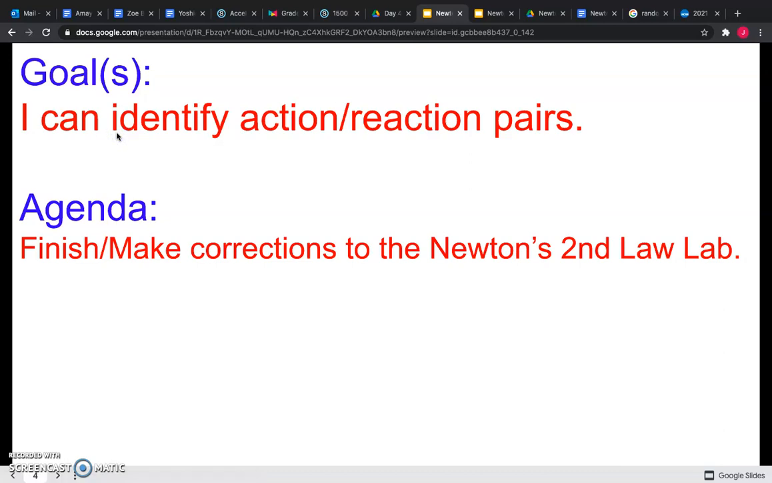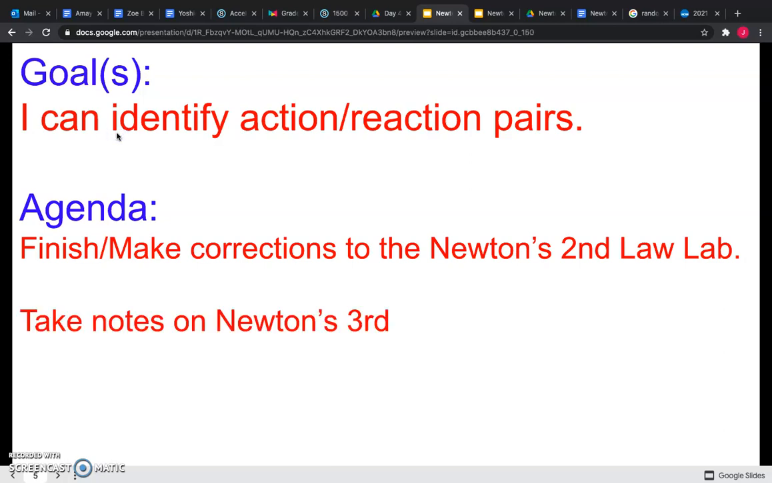Agenda for today: you should finish or make corrections to the Newton's second law lab. If you haven't turned that in, you should try to do that first. If you have turned it in, you should check to see if I made any comments on your submission, and then make corrections based on those comments.